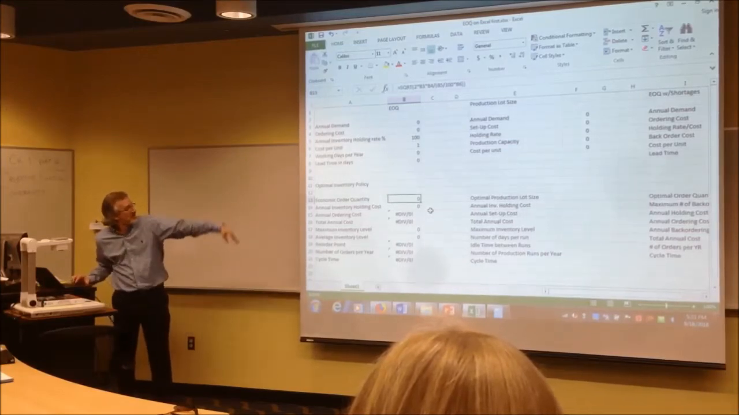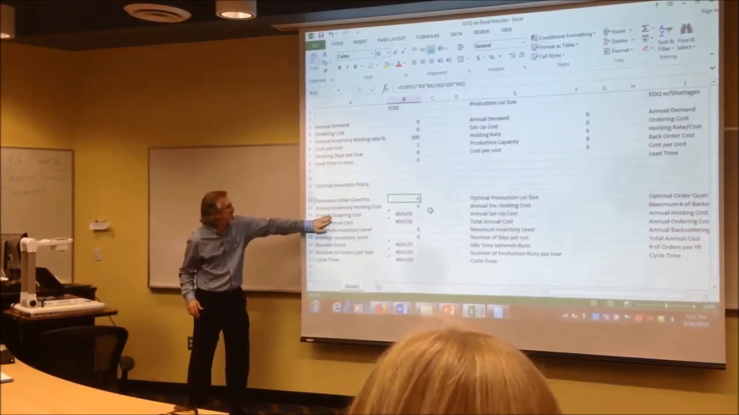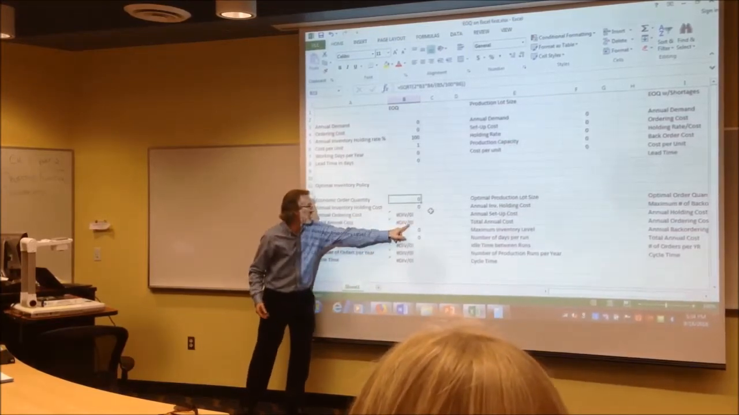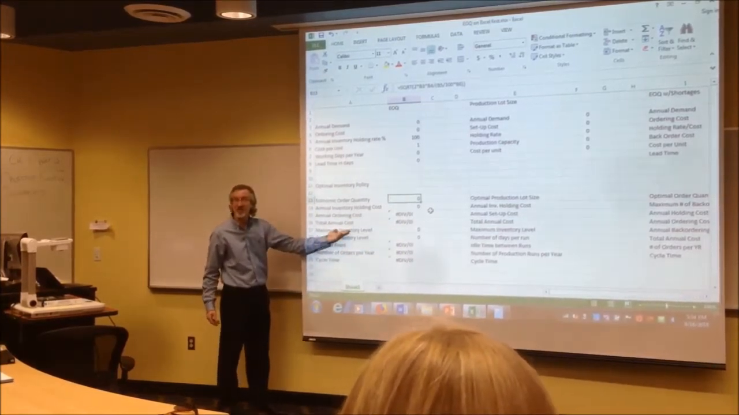So it's always being able to calculate exactly how much a company will save by changing the way they do this. So holding cost and ordering cost added together, those are the 2 halves that have to get in balance, is your total annual cost. We did not do maximum inventory level.